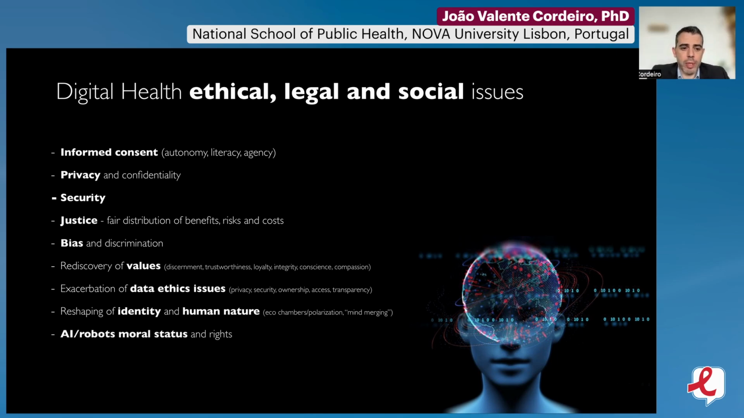and this is connected with the reshaping that is occurring of what it means to be human and to care for a human being in this world where we have AI and robots, and even more ongoing discussions which are just now emerging related with robots.